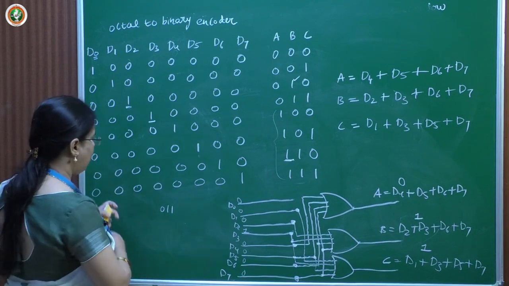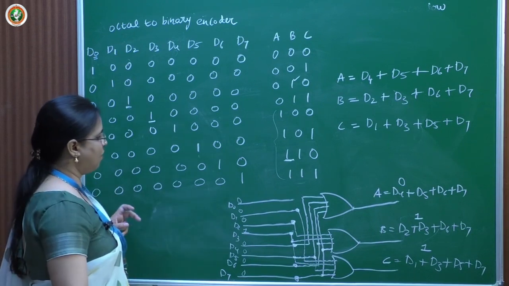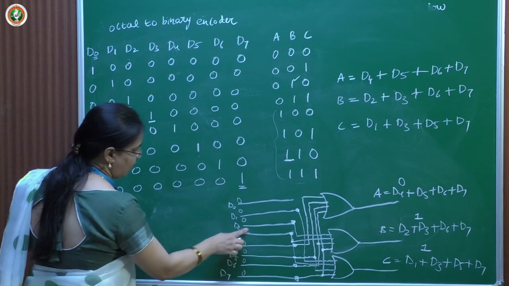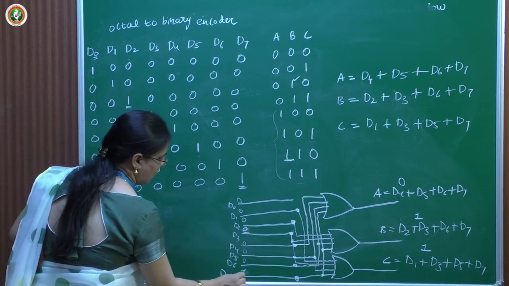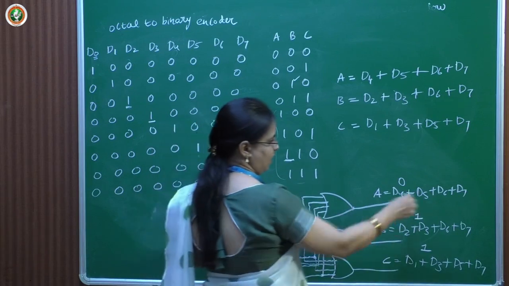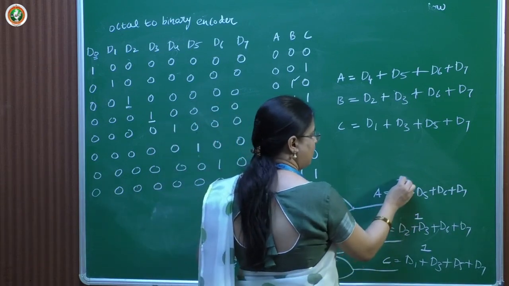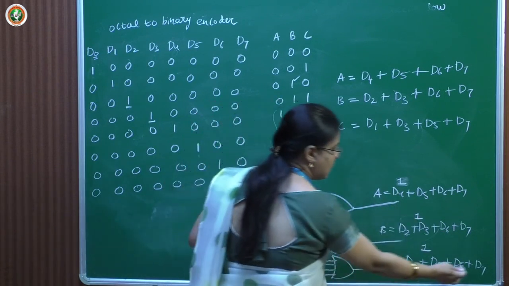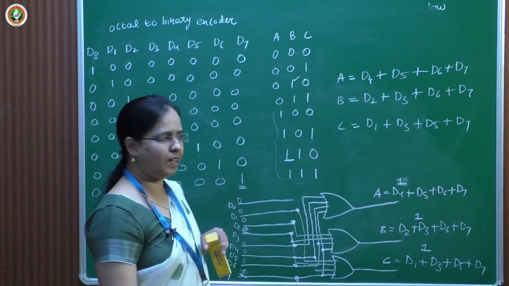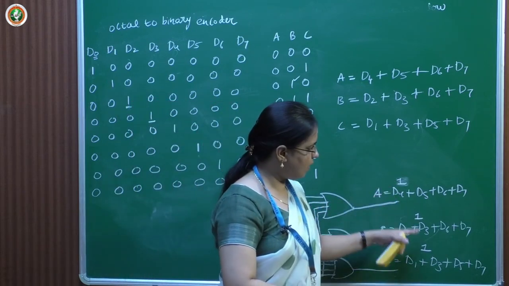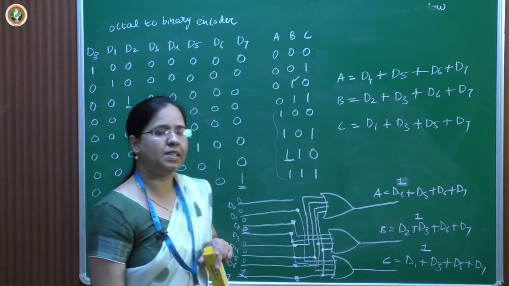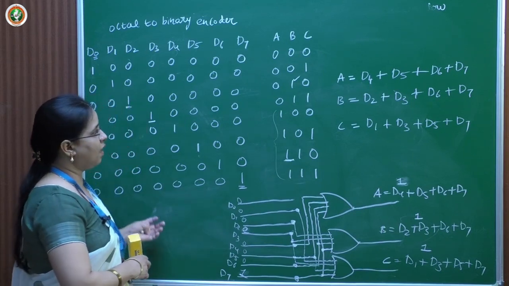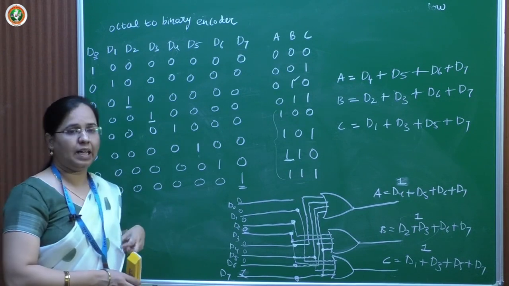011 is nothing but the binary representation of octal 3. Okay, if you want to check for one more input, you can try. Let us take D7. D7 is high, so all the values will be 0, only D7 is high. Check in this equation. So in this A we have D7, this A will become 1. In B also I have D7, this will become 1. C also D7, this will become 1. Okay, so I am getting the output as 111, which is nothing but the binary representation of octal 7. Okay, so I hope it is clear how we can construct an octal to binary encoder.